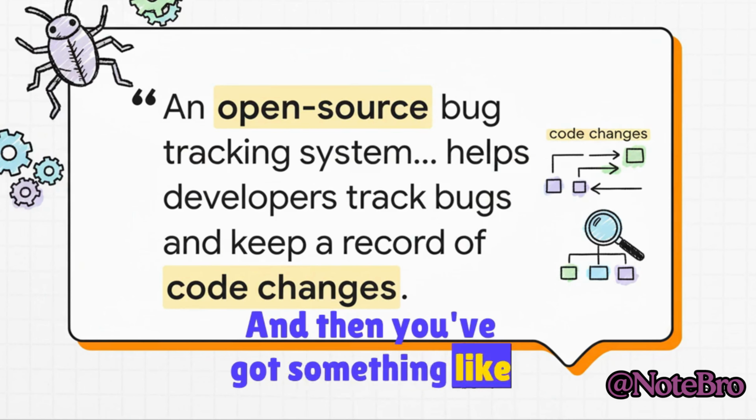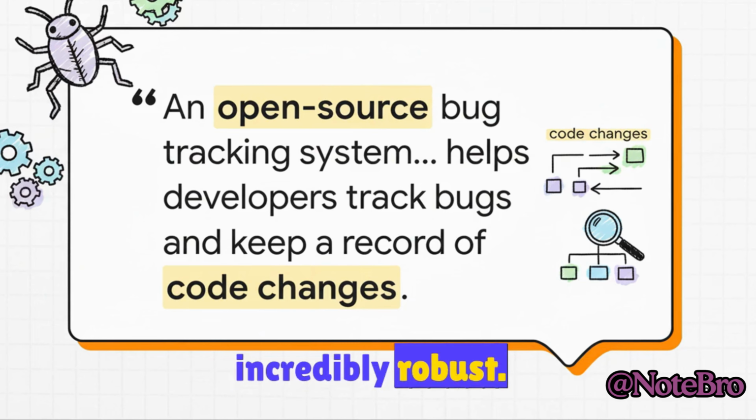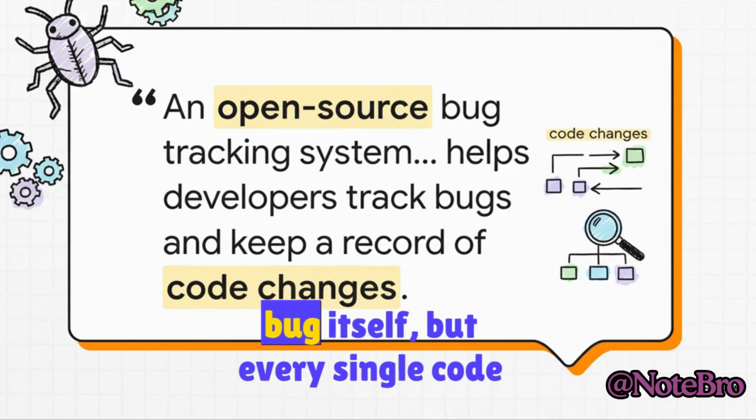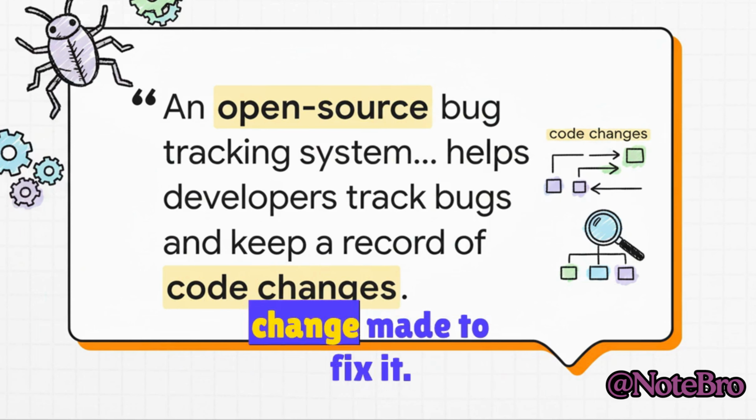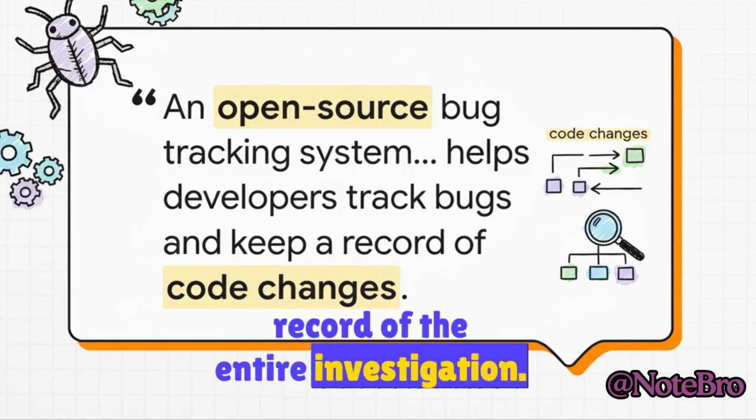And then you've got something like Bugzilla. It's open source, which is cool, and it's really valued for being incredibly robust. It can track not just the bug itself, but every single code change made to fix it. So it creates this perfect, detailed record of the entire investigation.